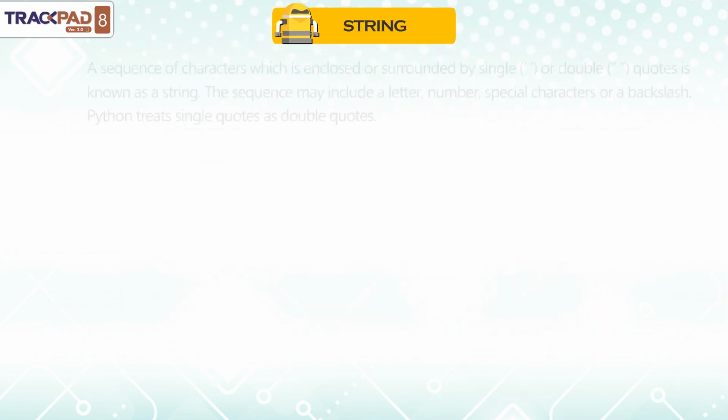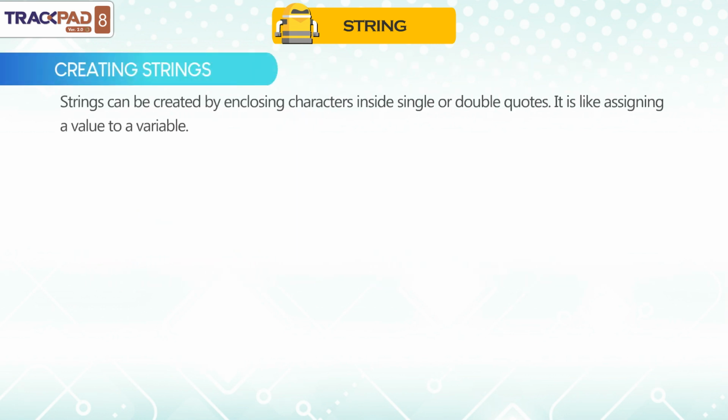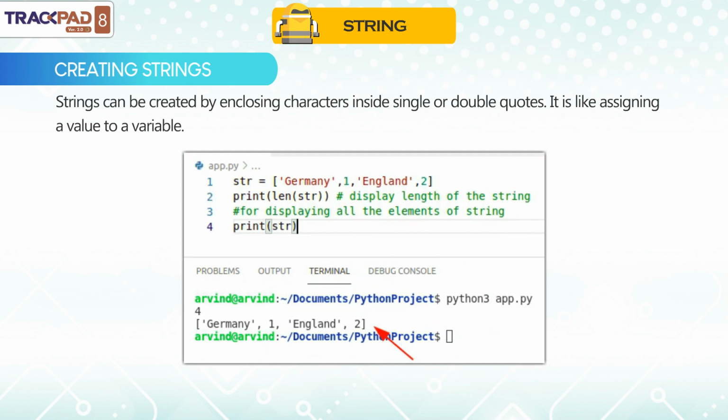String. A sequence of characters which is enclosed or surrounded by single quotes or double quotes is known as a string. The sequence may include a letter, number, special characters, or a backslash. Python treats single quotes as double quotes. Example of a string. Creating strings. Strings can be created by enclosing characters inside single or double quotes. It is like assigning a value to a variable.